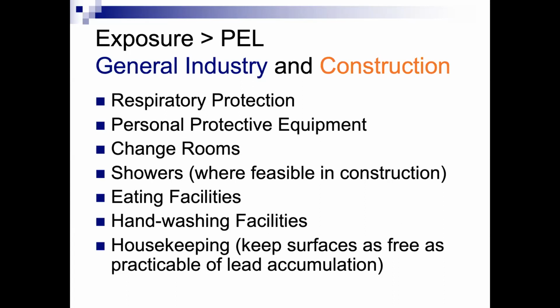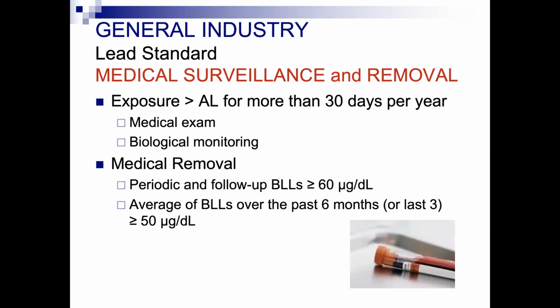Eating facilities have to be separate and not lead contaminated, along with hand and face washing facilities. They say hand washing, but they also in the standard emphasize face washing because we get a lot of dust on our face. And housekeeping, keeping surfaces as free as practicable of lead accumulation. And OSHA can and will conduct dust wipe sampling to see if your clean rooms, your change rooms, your eating facilities are actually being kept free of lead accumulation.